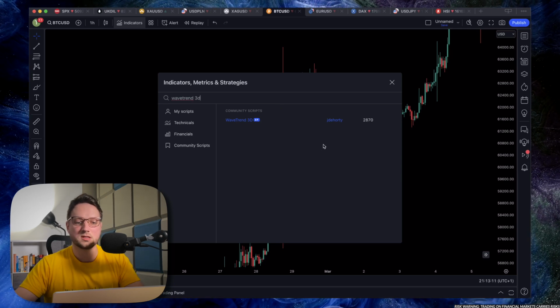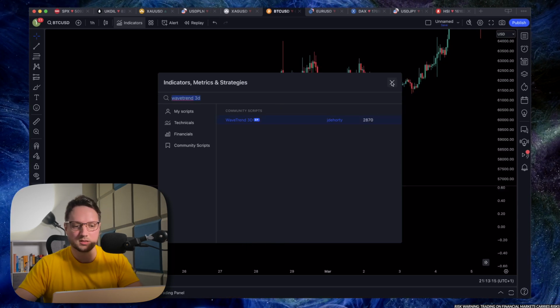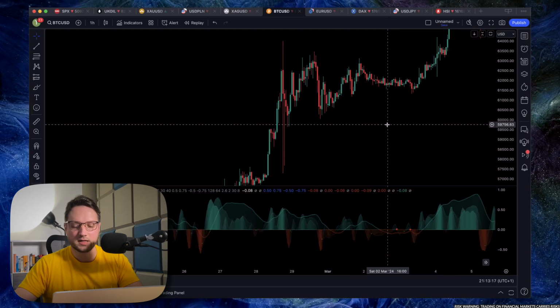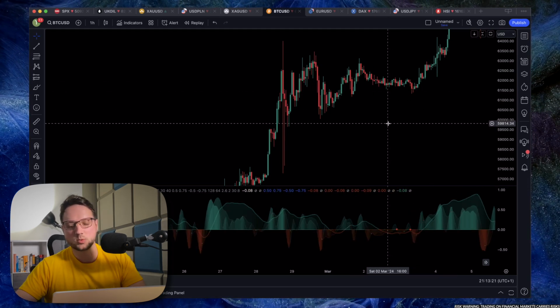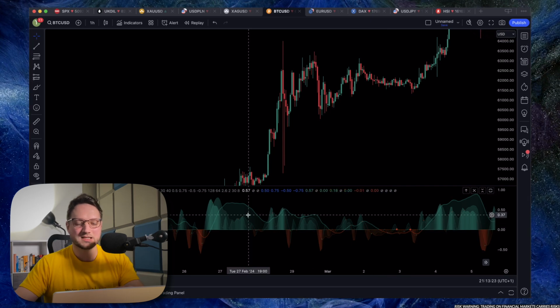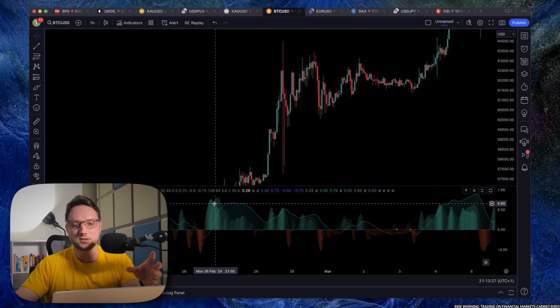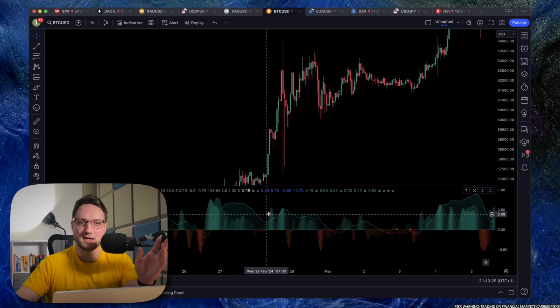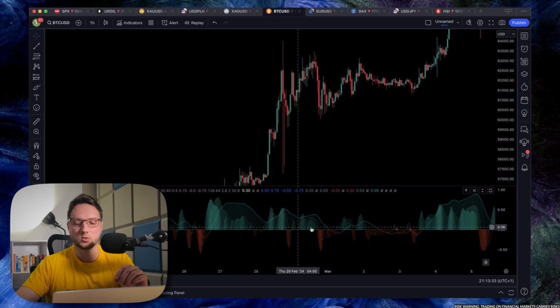Wave Trend 3D by the author J. Doherty. So let's add that, and this is the indicator. Basically, as you can see, it's similar to RSI and stochastic, but of course the calculation is a bit different. It also uses AI, and it has a slightly different algo in it.